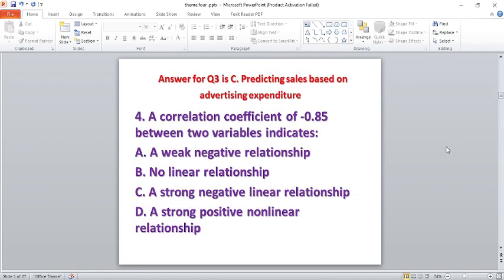Question number 4. A correlation coefficient of minus 0.85 between two variables indicates: A. Weak negative relationship. B. Non-linear relationship. C. A strong negative linear relationship. D. A strong positive non-linear relationship. The answer for this question is C. Strong negative linear relationship.